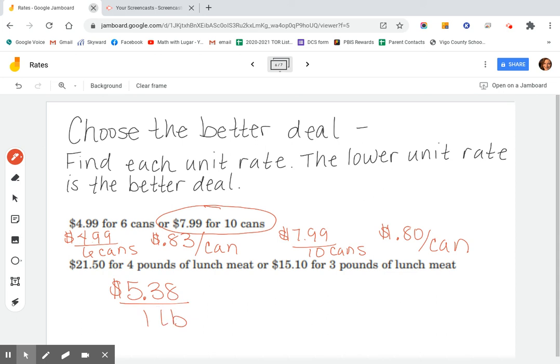Your second option is $15.10 for 3 pounds. So I'm going to do $15.10 divided by 3. That rounds to $5.03 for every 1 pound. So for this specific problem, the better deal is to spend $15.10 on 3 pounds.